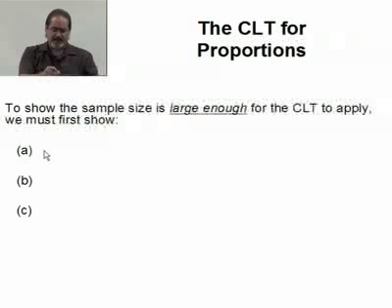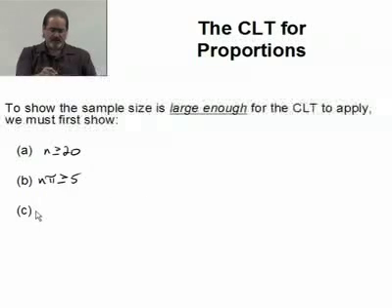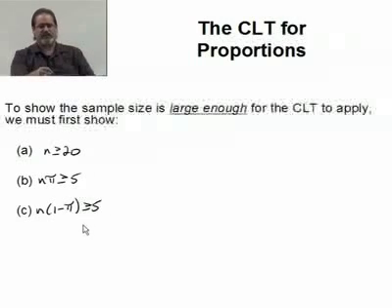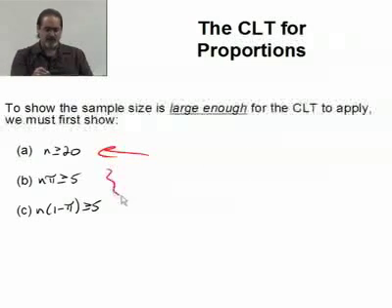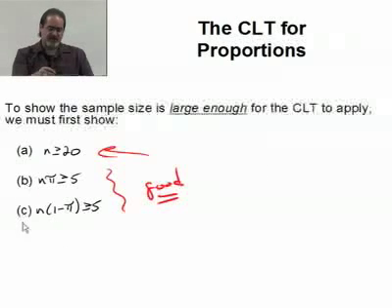The first, we need n to be at least 20. We also need n times pi to be at least 5. And we need n times 1 minus pi to be at least 5. We need all three of these in order to feel pretty comfortable that the sampling distribution of the sample proportions is normal. Now, personally, the 20 is not all that important. If these two are good, if I can show both of these apply, then 20 is not really that big of a deal. A, B, and C: n times pi and n times 1 minus pi, those are the biggies. If those happen, then we're in good shape.